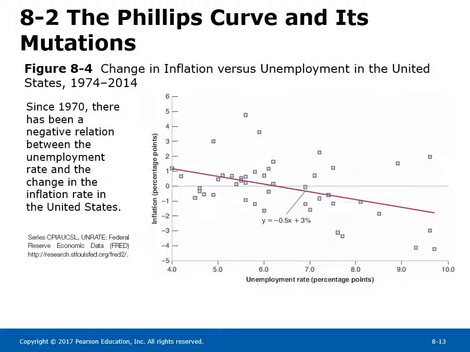Figure 8-4 shows the modified Phillips curve relation. Since 1970, there has been a negative relation between the unemployment rate and the change in the inflation rate in the United States.